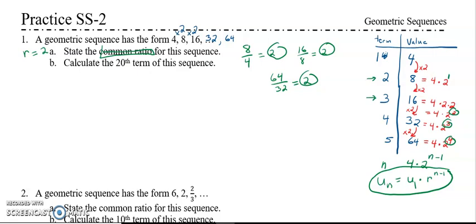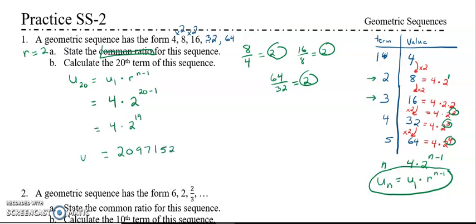So I'm going to come back up here. Calculate the 20th term of this sequence. That means I want u sub 20. Again, that's going to equal the first term times the common ratio raised to the n minus 1. We don't know the 20th term, but we know the first term was a 4. We know the common ratio was 2, and we're going to raise that to 20 minus 1. So this is 4 times 2 to the 19th power, which you would just go to your calculator and type in, and you get 2,097,152. So there is our 20th term.